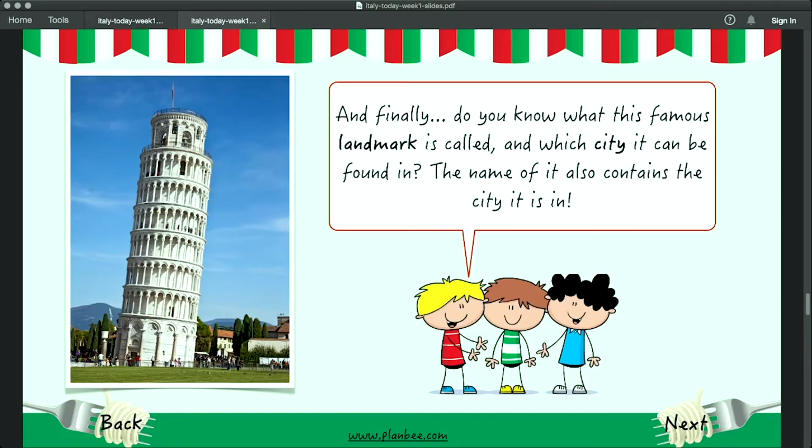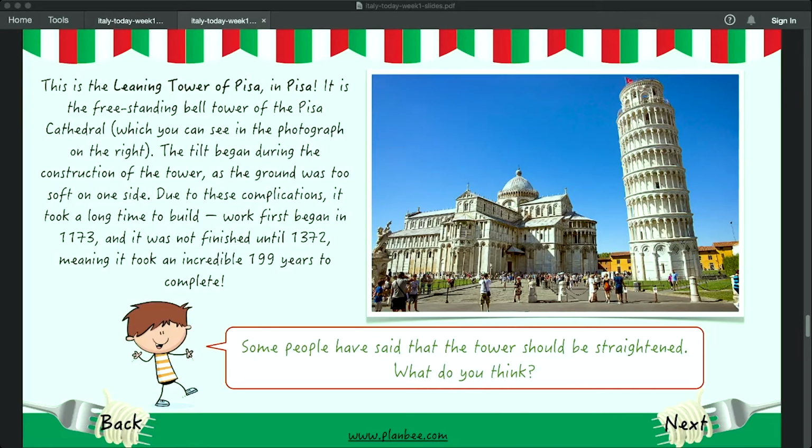And finally, do you know what this famous landmark is called? Which city is it found in? I'll give you a big clue. The name of it also contains the city it is in. Did you recognise this one? It is of course the Leaning Tower of Pisa, in Pisa.